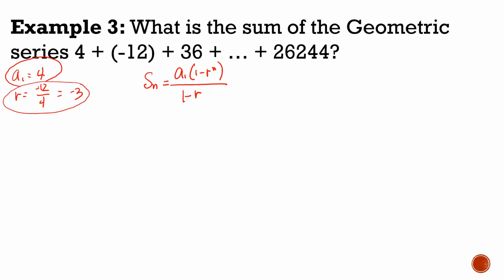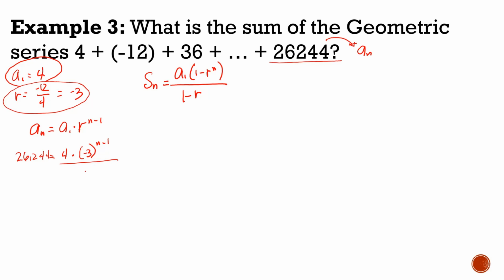Okay, so what are we going to do? Well, that means we need to find n. And how are we going to do that? We will use the formula for finding the indicated term in a geometric sequence, which is this one. So what's our first term? It's 4. What is our common ratio? That's negative 3 raised to n minus 1. And what is our an here? That is our a sub n, 26,244.